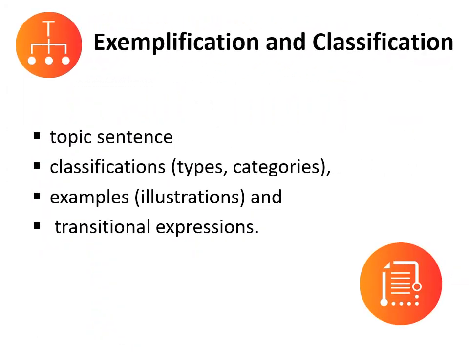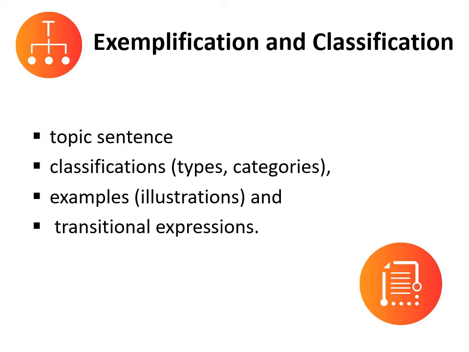Now let's go to the last pattern. We have exemplification and classification. Okay, so for exemplification and classification, we have topic sentence. We have classifications, which means types or categories. Examples means illustrations and transitional expressions. So these are the parts of a classification and exemplification pattern.